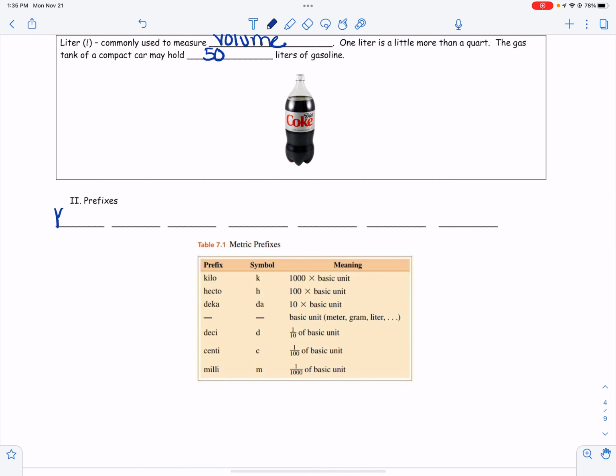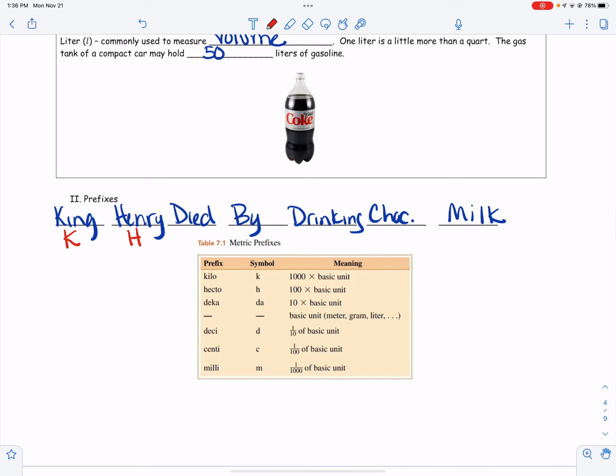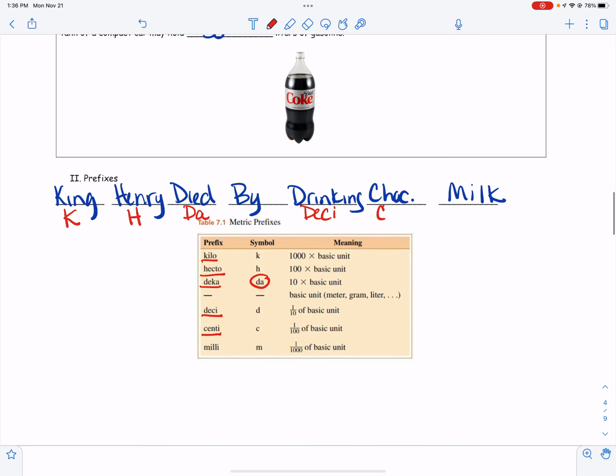So we use this phrase, King Henry died by drinking chocolate, I'm going to abbreviate that one, milk. And each one of those letters stands for a prefix of the metric system. So K is for kilo, H is for hecto, and I put this one DA is for deca because that is different than the D, which is deci. And then C is centi, and M is milli. And so the one right here in the middle, this is going to be referring to my base. So my base is either going to be the meter, the gram, or the liter, okay, depending on what we are measuring.